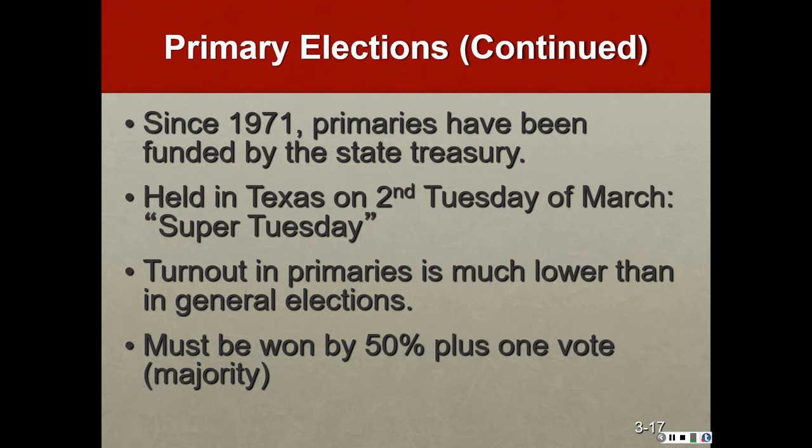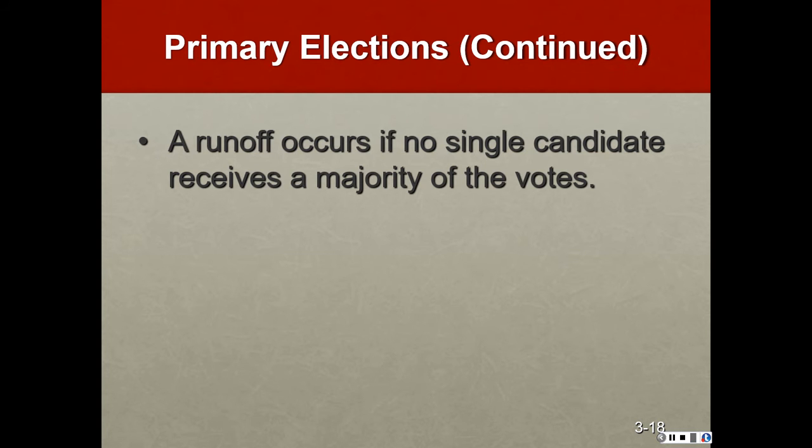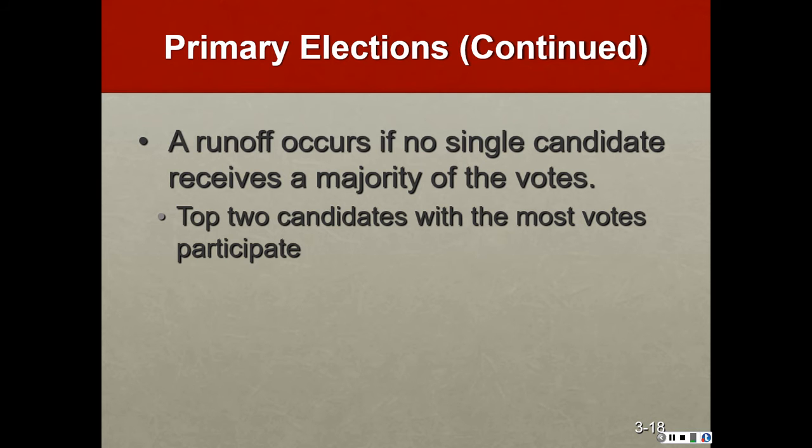Our election process is long. So we have our primary election in March. It must be won by a majority vote. If the winner receives a plurality of the vote, does not receive a majority, we then go on to a runoff election. A runoff occurs if no single candidate receives a majority of the votes, which happens most of the time when we have 4, 5, 6, 7 people running for office. Very rarely do we get somebody who receives a majority of the vote. So we go to this runoff election.